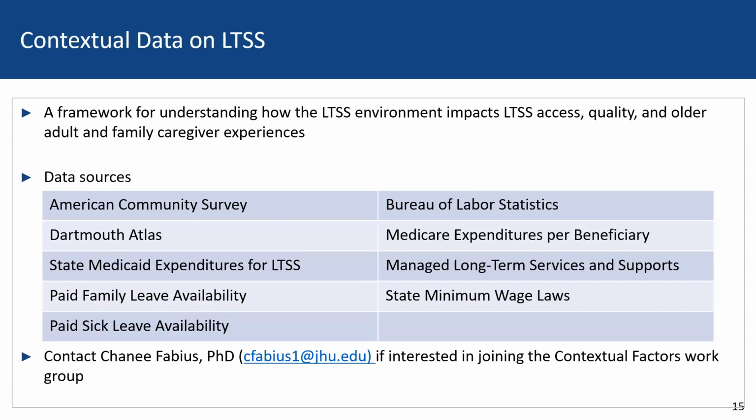And finally, about the current data we have, I would like to also introduce everyone to a framework that's developed by some of our colleagues at Health Center. They've developed a framework for understanding how the long-term services and support environment impacts access, quality, and cost of long-term services and support for adults and family caregivers. And they've put together all these data sources, ranging from demographic information to state and local level policy information, to characterize the environment that's faced by people and family caregivers needing long-term services and support.